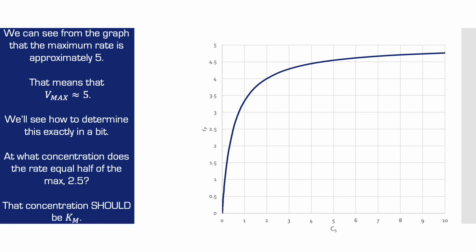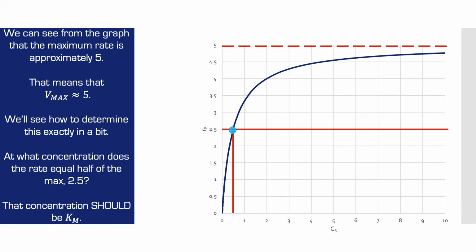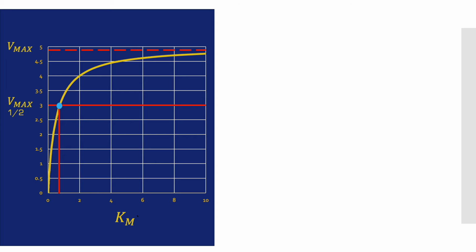We can see from the graph that the maximum rate is approximately 5. That means that Vmax is approximately 5. We'll see how to determine this exactly in a bit. At what concentration does the rate equal half of the max, 2.5? That concentration should be Km. According to this graph, Km equals 0.5.